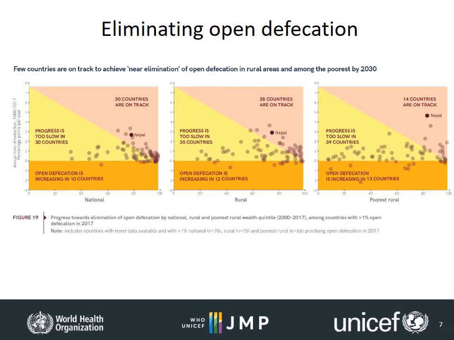We can use these estimates to track progress towards the elimination of open defecation. That means less than 1%. This graph shows the population practicing open defecation in 2017 and the annual rate of change between 2000 and 2017. Countries in the upper right triangle are on track to eliminate open defecation. Those in the yellow triangle are not progressing fast enough, while in those in the orange zone, open defecation is actually increasing. Nepal is one of the few countries which is not only on track for elimination at national level, but also in rural areas and among the poorest wealth quintile in rural areas.